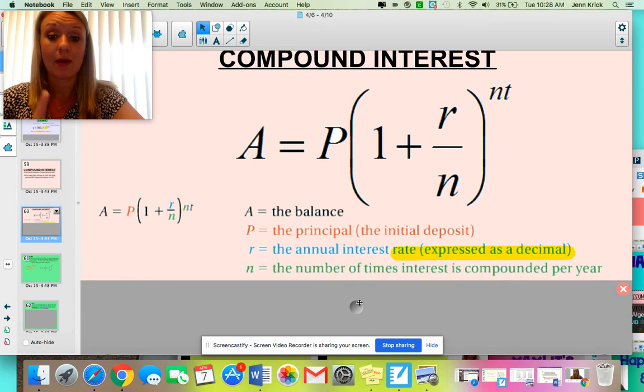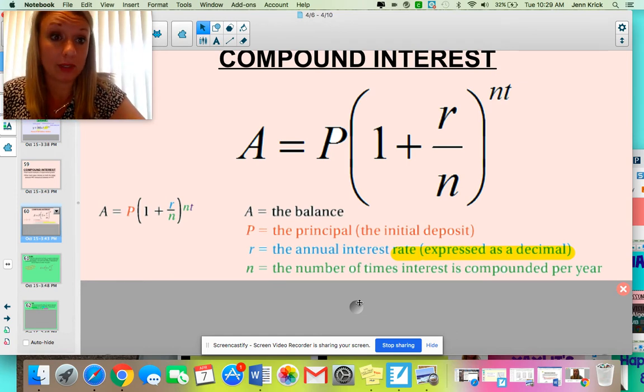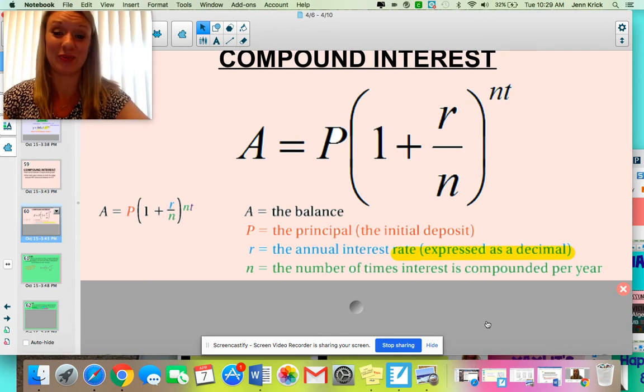When we're talking about N, that is the number of times that interest is compounded per year. If it was compounded annually, that would just be 1 because it's compounded 1 time per year. If it was compounded quarterly, quarterly means 4, so N would be 4 because it's compounded 4 times per year. If it was compounded monthly, ask yourself how many months there are in a year, and there are 12, so N would be 12.